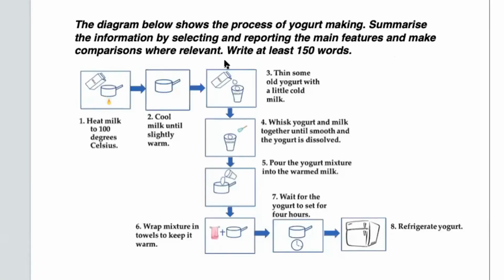Okay, here's our first essay for today. Now I'm going to read the prompt and then we'll take a look at this diagram and then make our notes as necessary. First it says, the diagram below shows the process of yogurt making. Summarize the information by selecting and reporting the main features, and make comparisons where relevant. Write at least 150 words. Okay, so this is our prompt for today. We see that we have a numbered process 1 through 8.